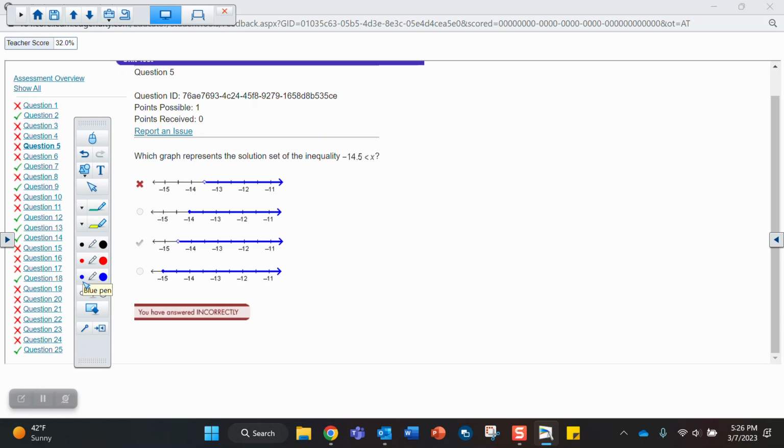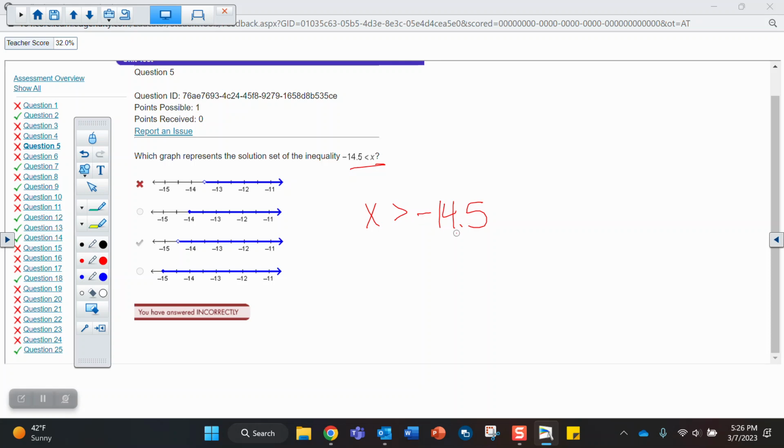Question 5, which graph represents the solution set? So we have to be kind of careful here. When the variable is on the right-hand side, I always teach my students to rewrite it so the variable is on the left. Also notice when you do that, when you rewrite an inequality the other direction, we do have to flip the symbol. So this says x is greater than negative 14.5.